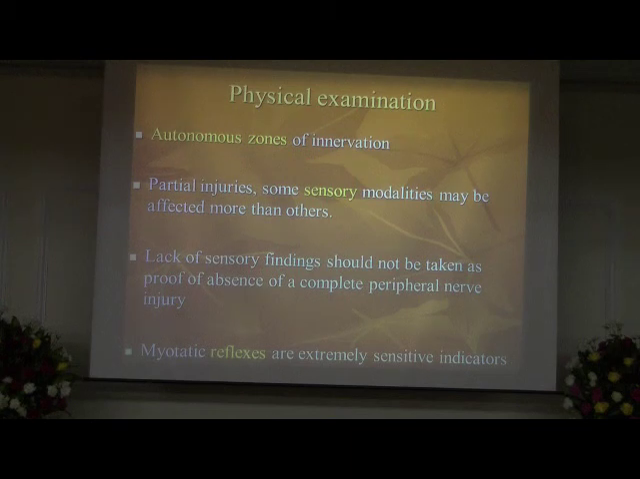Sometimes in peripheral nerve injury, some sensory modalities are affected more than others, and you will find a patient with almost intact touch, but when you examine him for thermal sense or for pinprick, you find that the deficit is more pristine and more clear to you. Lack of sensory findings does not mean the nerve is not completely injured, and that's because of the cross-anastomosis between the nerves and overlap in supply.